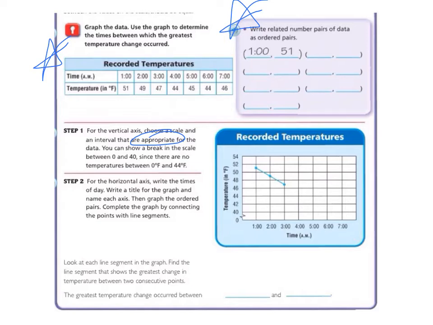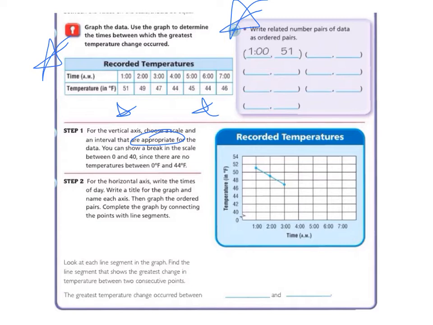and we see that our lowest number is 44, and our highest number is 51. And our numbers are grouped pretty closely together, so we want to have numbers on our scale that are pretty close together. So we don't want to spread them out by 10, we want to spread them out by only 2. So that's why our numbers go from 40 to 54, and they just go up by increments of 2.